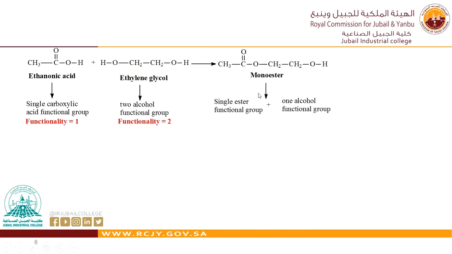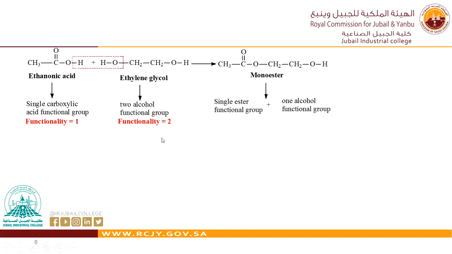Now let's look at the second case where we have F equal to 1. It means that it has one functional group, which is carboxylic acid, and here you have F equal to 2, which is ethylene glycol. Ethylene glycol has two alcohol functional groups. We have OH and OH. Because you have two of these, it means that the functionality is equal to 2. So let's look at this situation. We have functionality equal to 1 plus functionality equal to 2. This will also undergo a condensation reaction, which means the elimination of a water molecule.